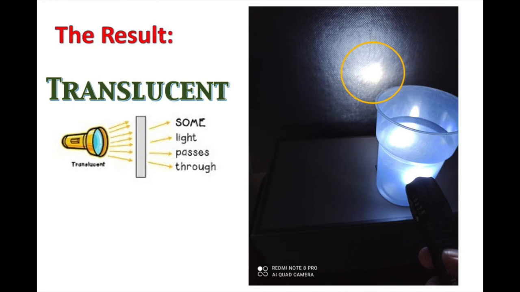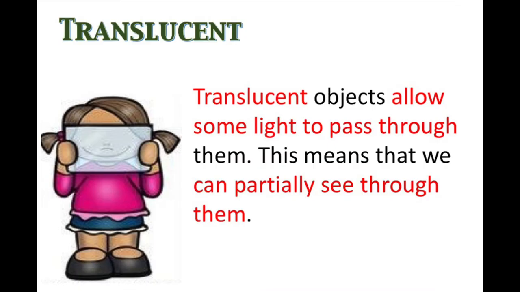Translucent objects allow some light to travel through them. Materials like frosted glass and some plastics are called translucent. When light strikes translucent materials, only some of the light passes through them. The light does not pass directly through the materials. It changes direction many times and is scattered as it passes through. Therefore, we cannot see clearly through them, and objects on the other side of a translucent object appear fuzzy and unclear.